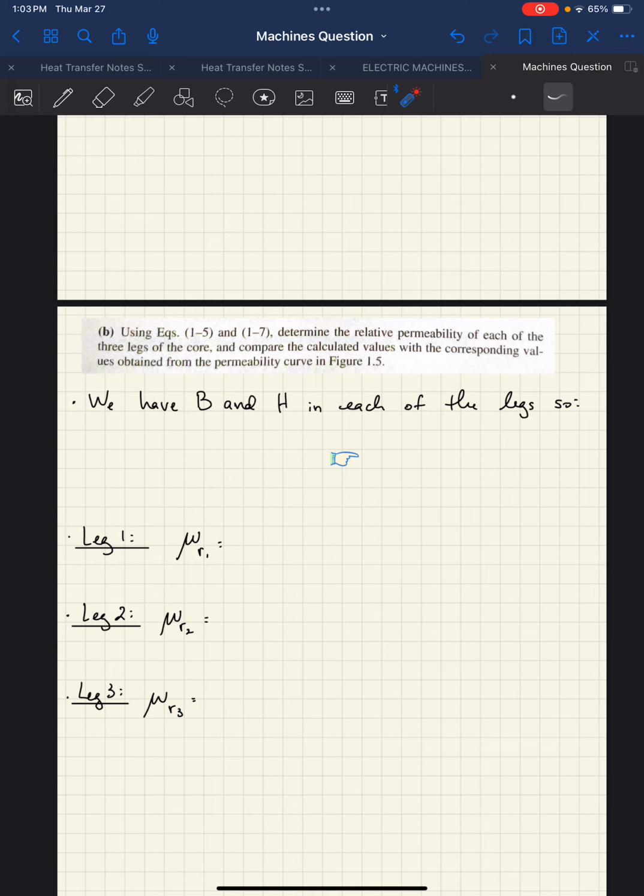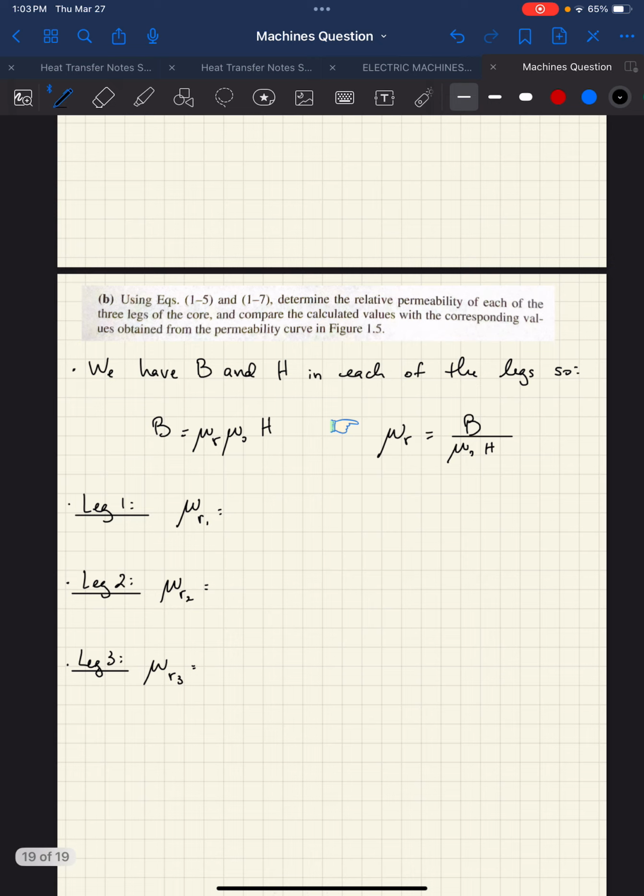And it's not too difficult to do because we remember that B is mu relative times mu naught times H. So if I rearrange this, I can find mu relative. It's basically B over mu naught H. We have B in all the legs, we have H for all the legs, and mu naught is a constant, so the rest of it is just plug and chug. Of course, you could do it another way, so let's do plug and chug, and then I'll show you the other way. The plug and chug is the easier of the two methods.